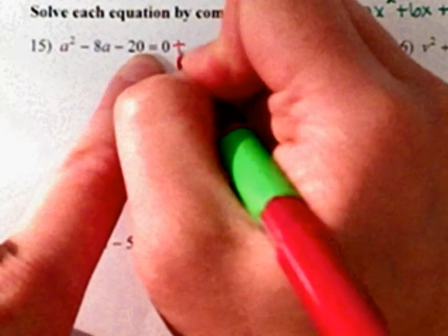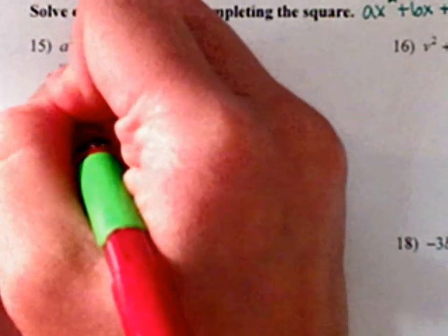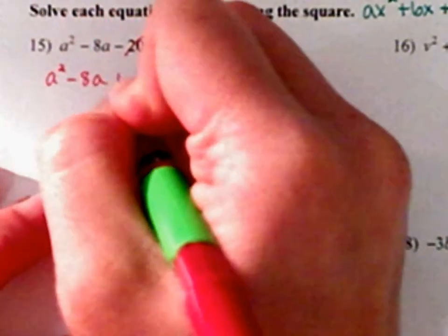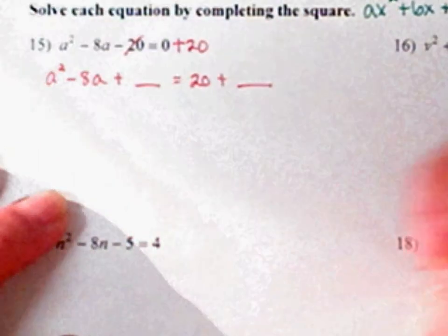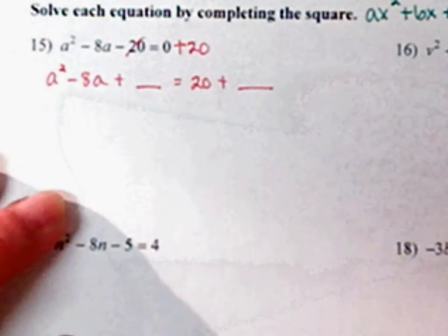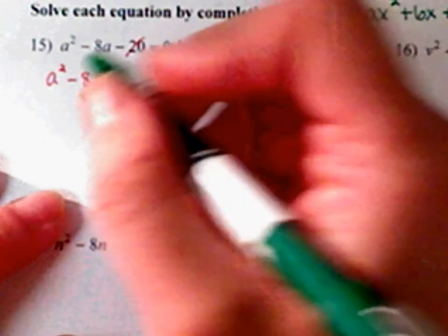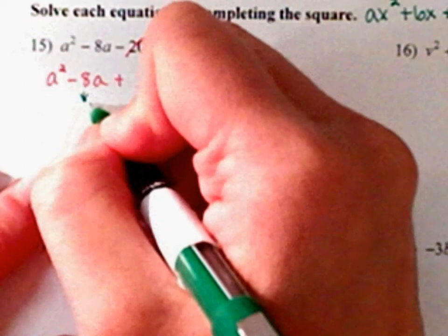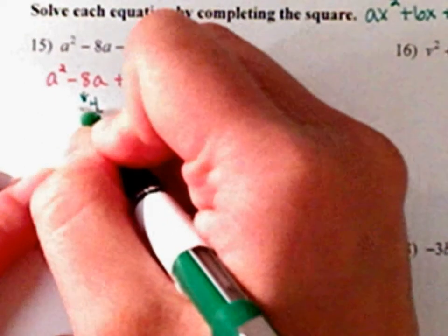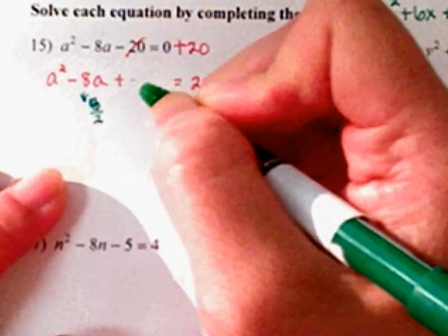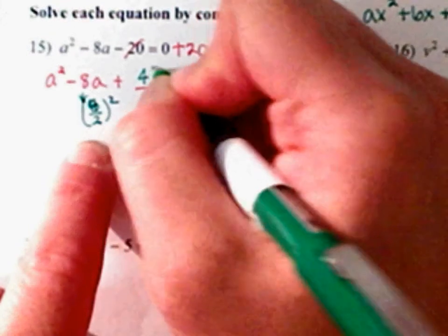Okay? Now let's rewrite it. A squared minus 8a plus a blank equals 20 plus a blank. What you do to one side, you have to do to the other. Okay? Take the b, half it. So what is negative 8 divided by 2? That leaves you 4. Oops. Should be negative 8 divided by 2 leaves you negative 4. And then you're going to square. So this is negative 4 squared. 4 squared is the same as 16. Okay?